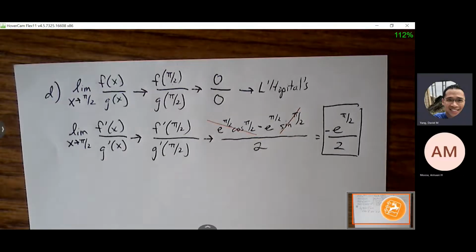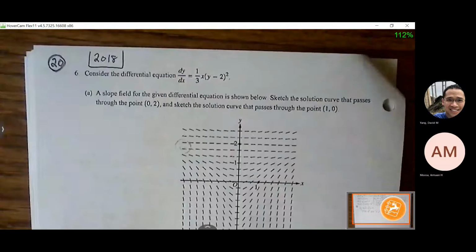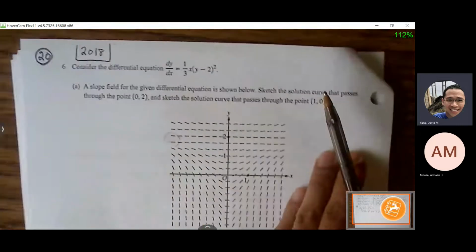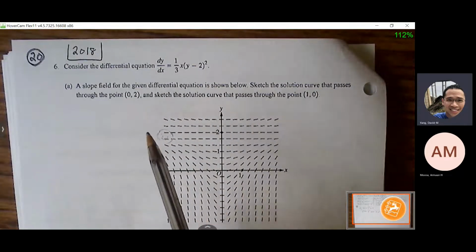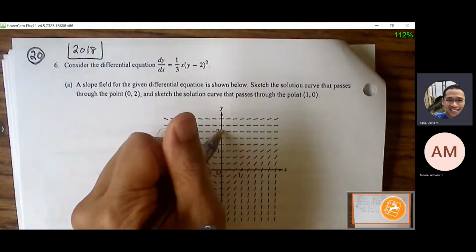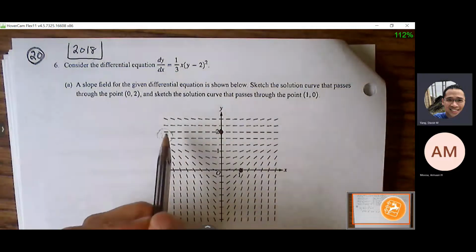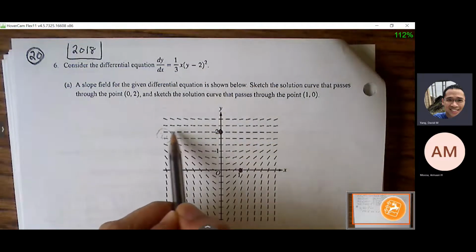Good. All right, number 6. Consider the differential equation. A slope field is given. Sketch the solution curve that passes through (0, 2) and the one that passes through (1, 0). So it's two separate graphs. We just follow the pattern of the graph.